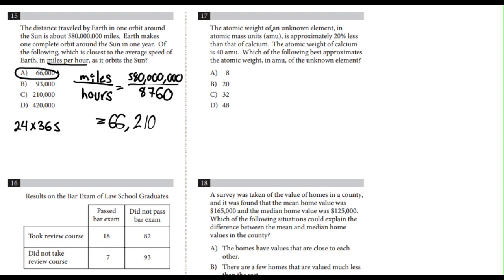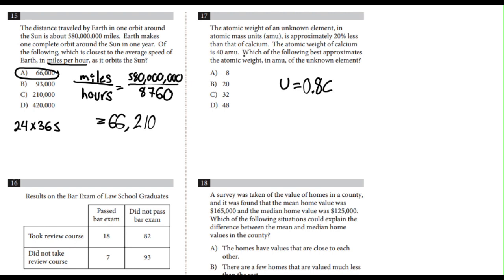Number 17, the atomic weight of an unknown element in atomic mass units is approximately 20% less than that of calcium. So the mass of this unknown element, we'll call it U, is 20% less than that of calcium. So when we have calcium times 0.8, which is 20% less than 100, we're going to get this unknown element. It tells us that the atomic weight of calcium is 40 atomic mass units.